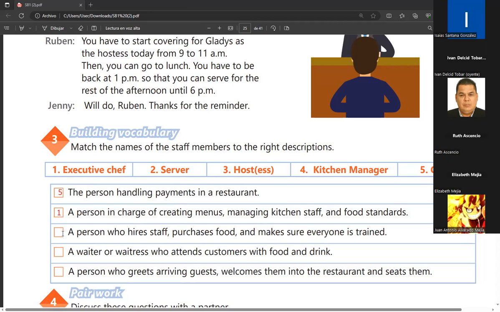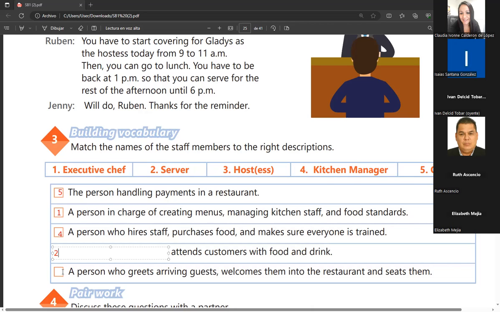A person who hires staff, purchases food, and makes sure everyone is trained. Number four. Okay. Five, a waiter or waitress who attends customers with food and drink. Number two. Eventually, number three. A person who greets arriving guests, welcomes them into the restaurant and seats them. Okay, that is the vocabulary part.